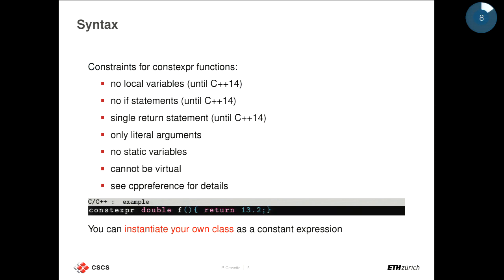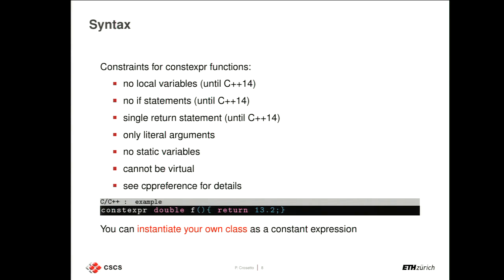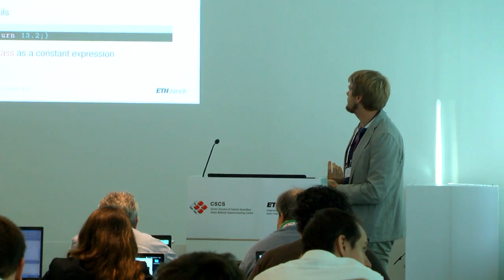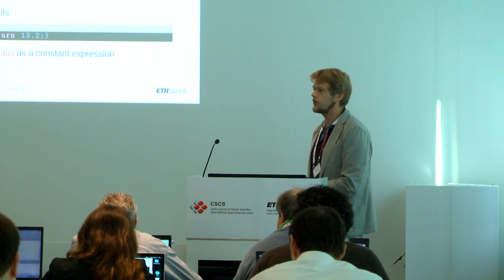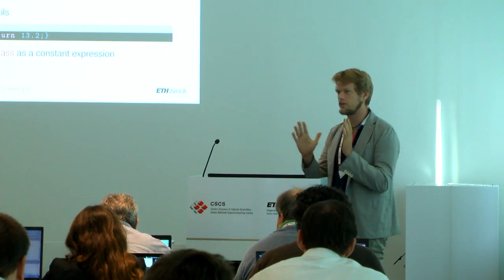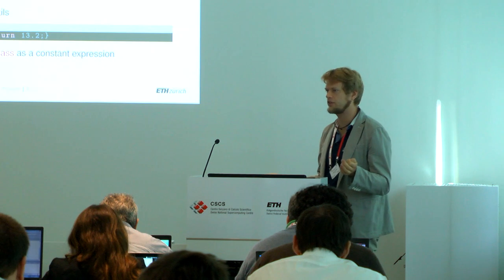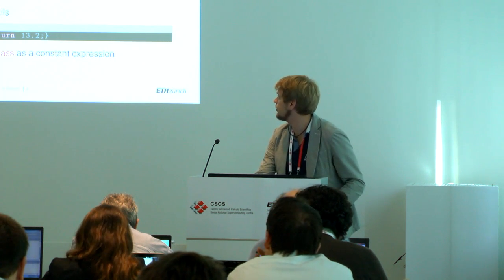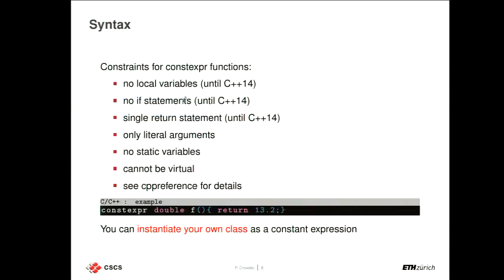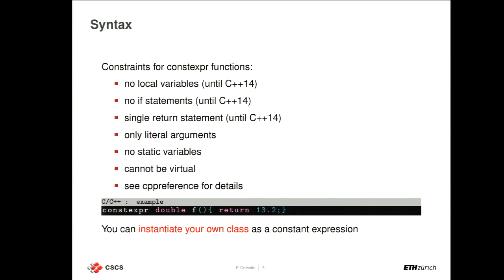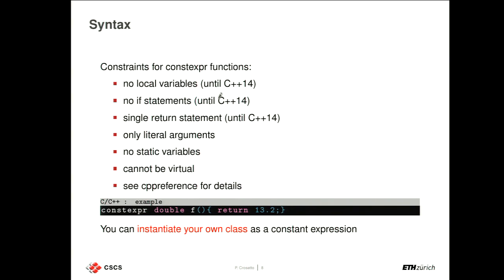Then the constraints for Constexpr functions: you cannot put Constexpr on any type of function and expect that you get a constant expression back. These constraints were very strict in C++11, and they got relaxed with C++14. In C++11, you could not have local variables, you could not have if statements, you had to have a single return statement. From C++14 on, these things have been relaxed, so there's not this constraint anymore.